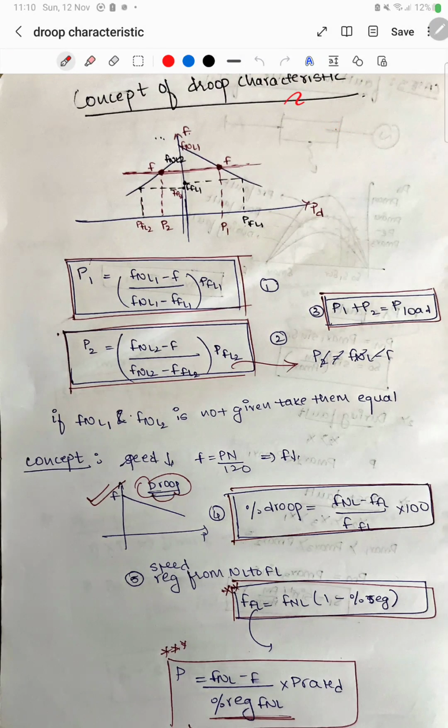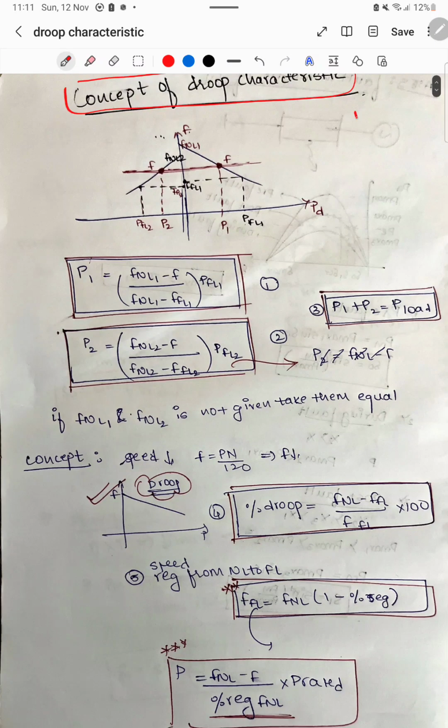So let's get started with the concept of Droop characteristic. You will be getting Droop characteristic questions both in power system and synchronous machine. This deals with sharing of load when two parallel generators are acting. It talks about how much load would be allocated to a particular generator. Fine. So it depends upon a very simple logic.